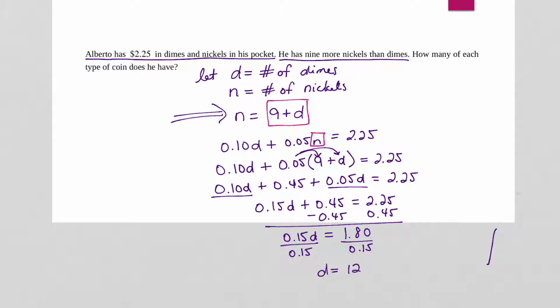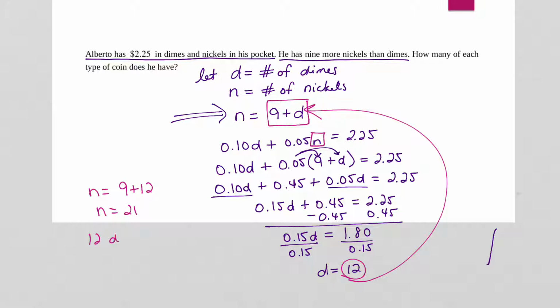Now, we know that he has more nickels in his pocket than dimes, so I can take this 12 that I just came up with and put it in for D right there. So I know that my number of nickels is 9 plus 12. So my nickels are 21. So Alberto has 12 dimes and 21 nickels in his pocket. And if you want to check it, do 12 times 0.1 or 10 cents plus 21 times 0.05 and see if that adds up to be $2.25.